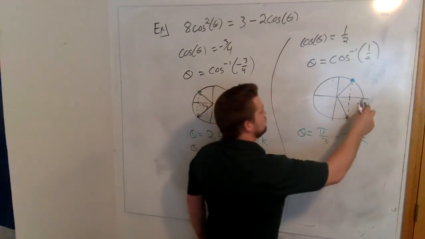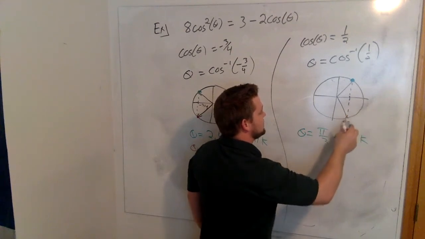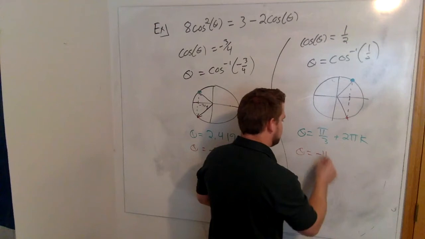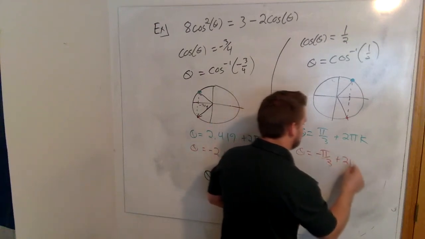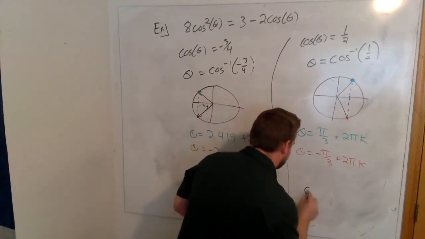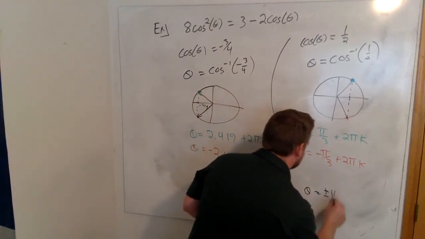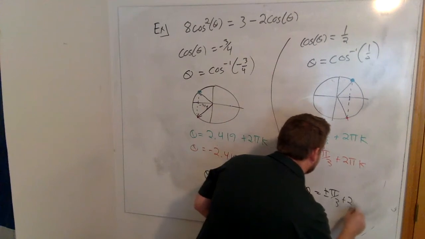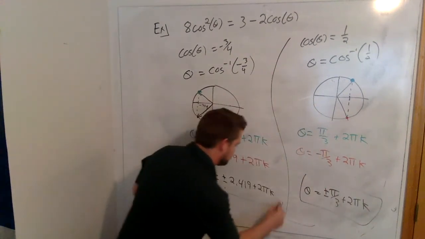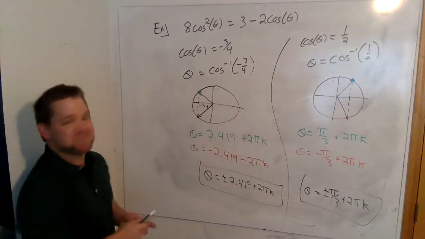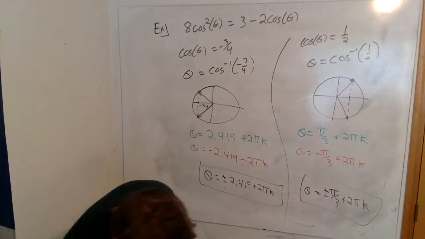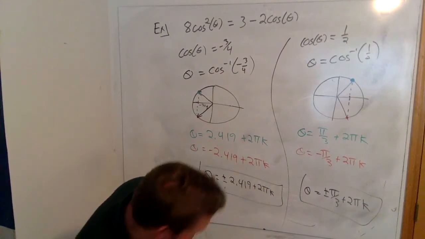I guess you could take 2 pi and subtract pi over 3 to get to this one. Or we could say that this would be the same thing as negative pi over 3 plus 2 pi k. Or I think we could condense this nicely to saying that theta could be equal to plus or minus pi over 3 plus 2 pi k. And I think this is the most condensed way that we can write the solution set to this equation here. Okay, let's do some more examples.